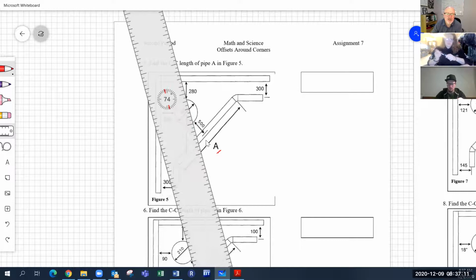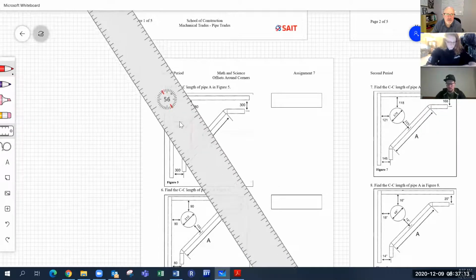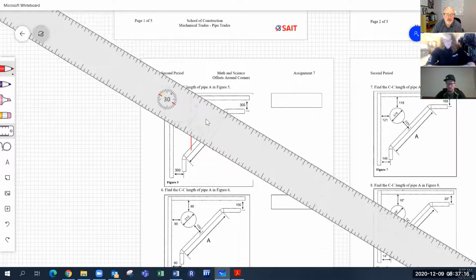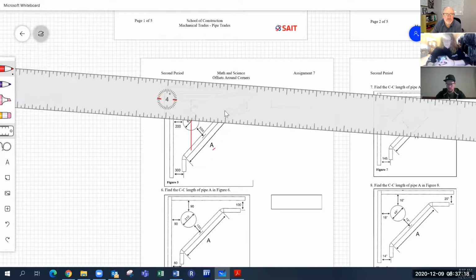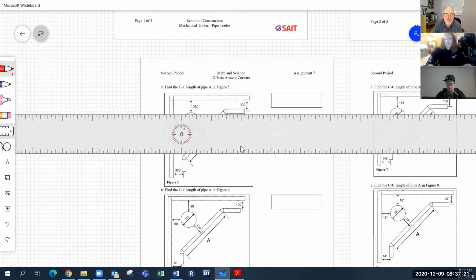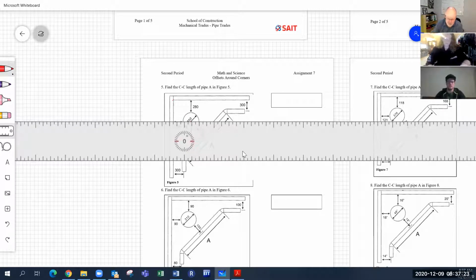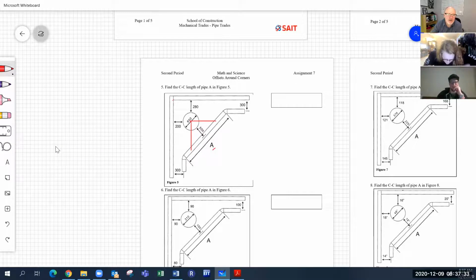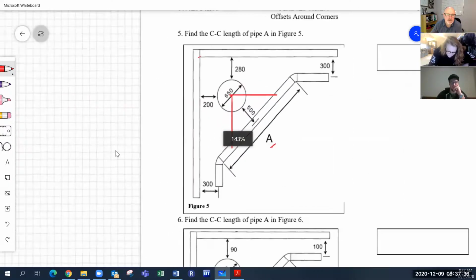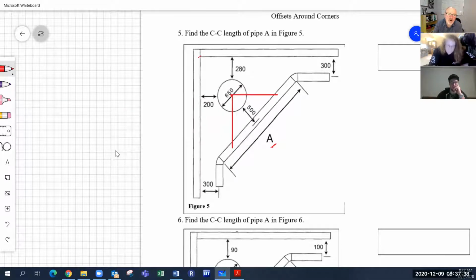And then I'm going to draw another line. Come on, ruler. You can do it. From the center of the object straight to the pipe. And then, well, let me just zoom in again. And now I have two right angle triangles right here.